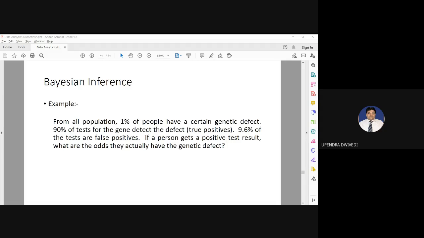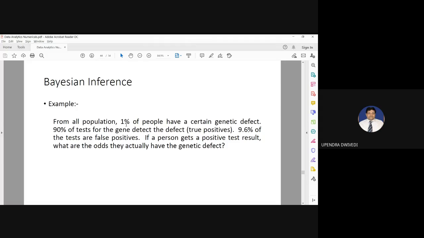Now we'll go through this problem one statement at a time. From all population, so the sample space is the whole population. 1% of people have a certain genetic defect. So if there are 100 people, 1% of the people, that is 0.01 probability, are suffering from some kind of genetic defect.